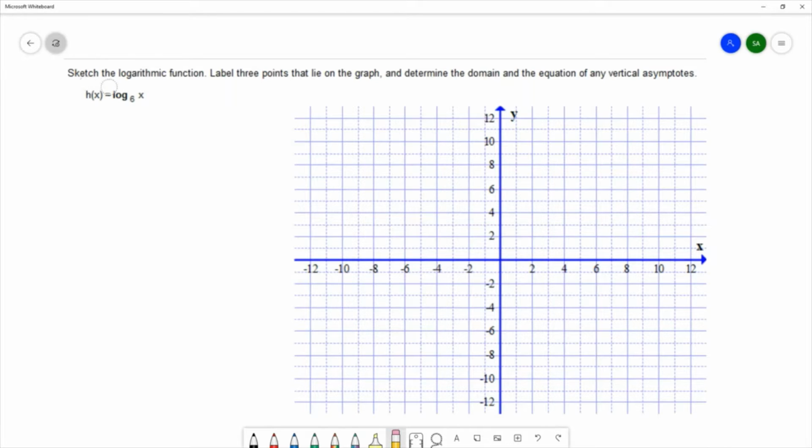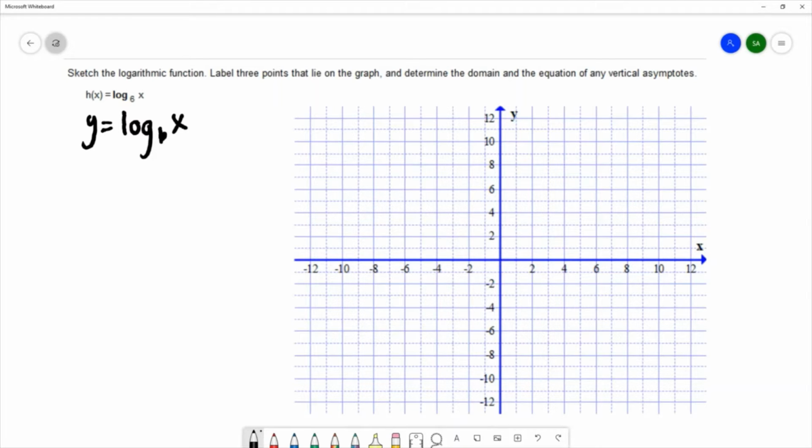This question says, sketch the logarithmic function, label 3 points on the graph, determine the domain and the equation of any vertical asymptotes. Our function is h of x equals log base 6 of x. So we're going to sketch the graph of this logarithmic function by plotting points. And I'm going to rewrite this logarithmic equation as y equals log base 6 of x.